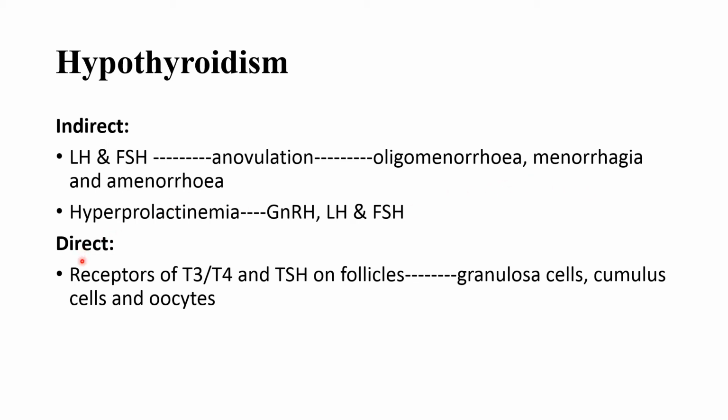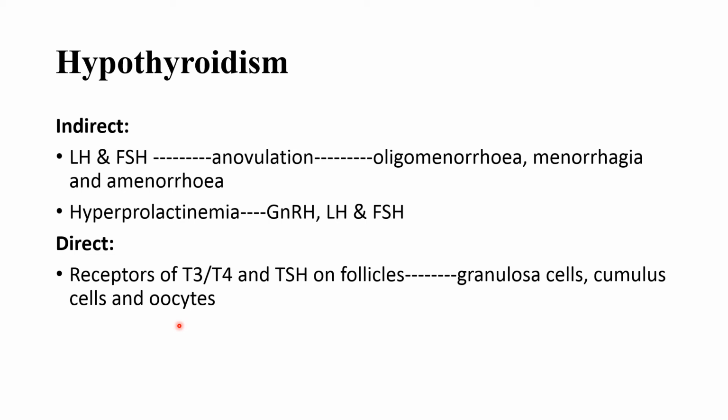So the direct method of action that disrupts ovulation is that receptors of T3, T4 and TSH are found on the granulosa cells, cumulus cells and oocytes themselves. It means the growth of follicles is dependent on the thyroid hormone and TSH also, along with the LH and FSH and the growth hormone. So if T3, T4 are not there, then the normal growth of the follicles would be affected.